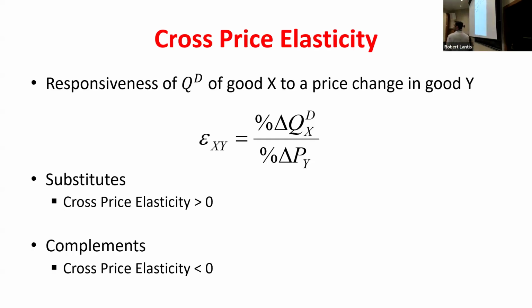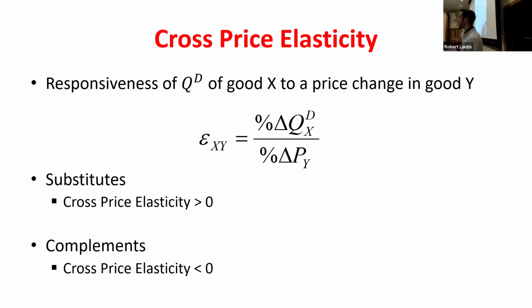So it doesn't matter what direction I see this price change. If the cross price elasticity is positive, that tells me they're substitute goods. If instead I see that the price of some good goes up, and as a result, people buy less of good X, this is the idea.